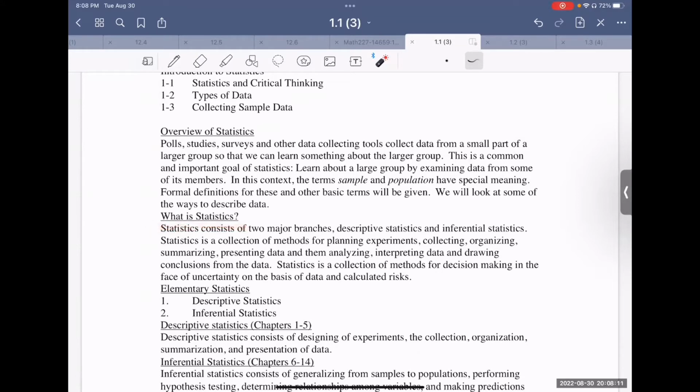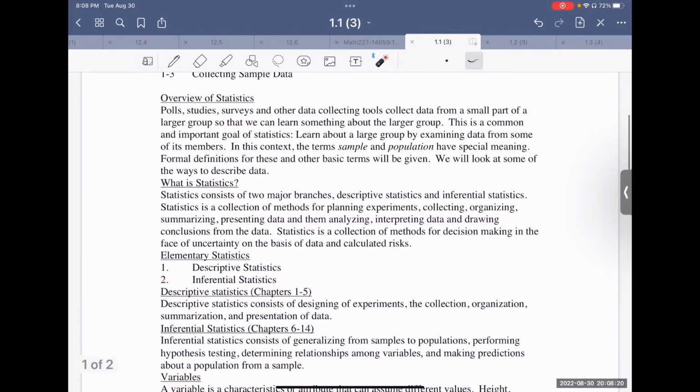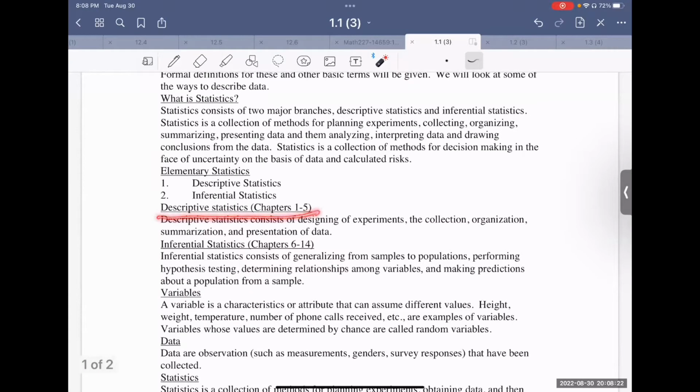So what is statistics? Well, there are two major branches of statistics: descriptive statistics and inferential statistics. Descriptive statistics somehow describes your data. It consists of designing experiments, collecting, organizing, summarizing, and presenting data. It's basically the first half of the course. Chapters 1 through 5 describe descriptive statistics.